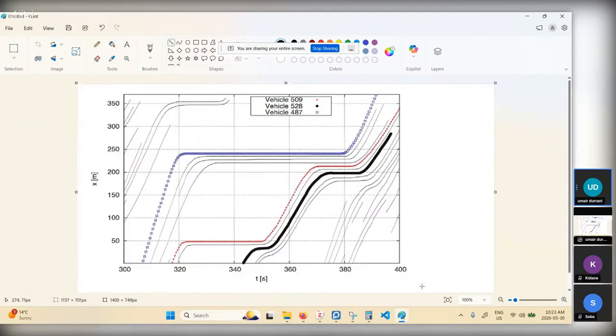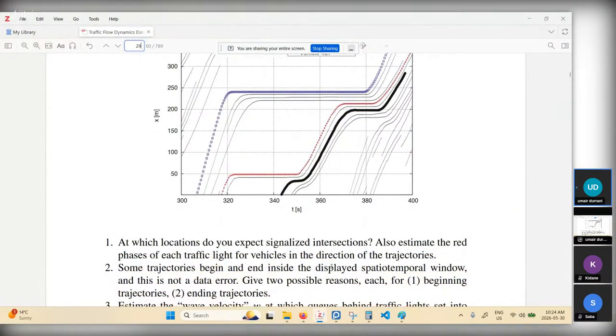So we have this point where we have a vehicle stopped. Then there's this point, and then there's also this point. So it does seem that there are these three different locations where vehicles have stopped for some time. And so that indicates these are likely the intersections where vehicles are stopped. So this is roughly at 50 meters, then at about 250 meters, and then 350 meters. So that would be the answer to the first part of the question, where we expect signalized intersections.